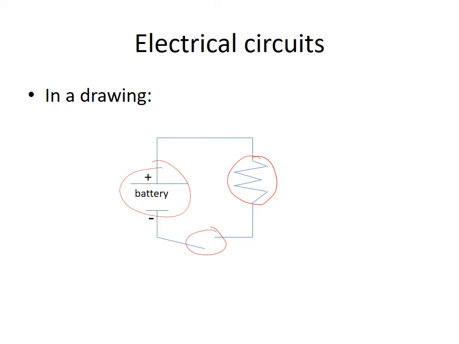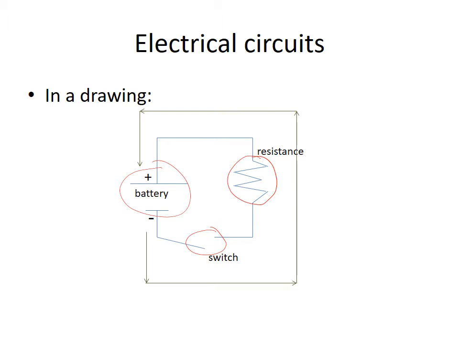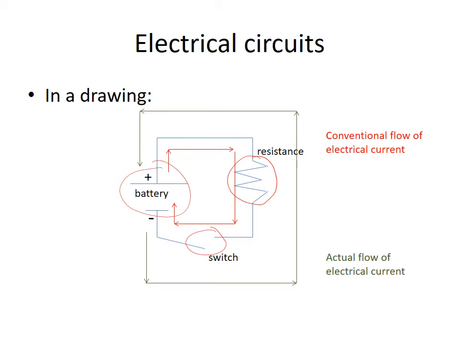All right, so remember, this is your battery. It's positive and negative. We have a switch. We have resistance. This would be your actual current flow. And then the red one on the inside is going to be your conventional current flow. You'll have to draw a picture like this on the test, so go ahead and make a copy of it in your notes. Make sure you understand all the pieces of it because it will be on the test.